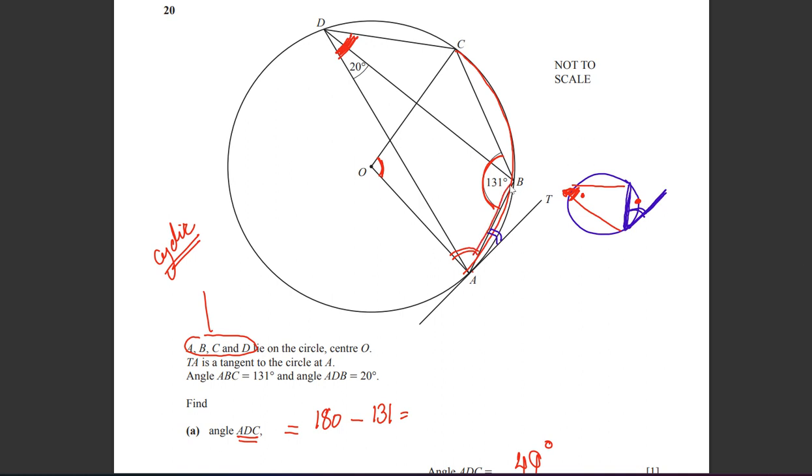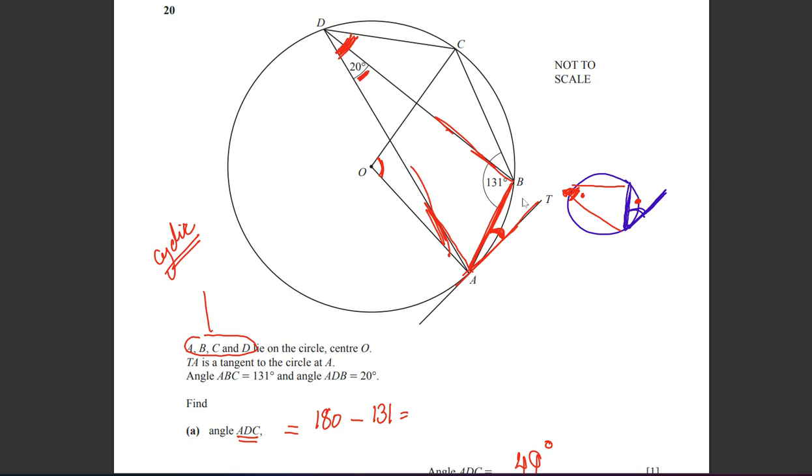If I have this chord, and this is the tangent, so this is the angle of tangency. Angle of what? Tangency. If this is the chord, where is the angle opposite to the chord? It is this. So if this is 20, this also will be 20. So this is 20 degrees.